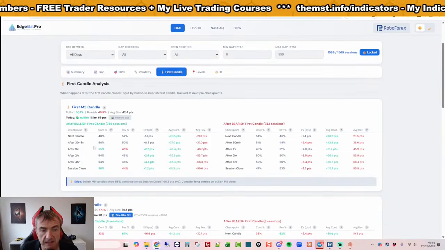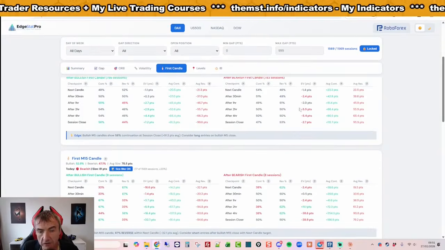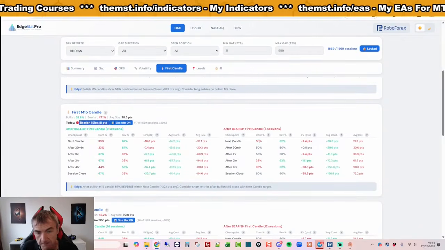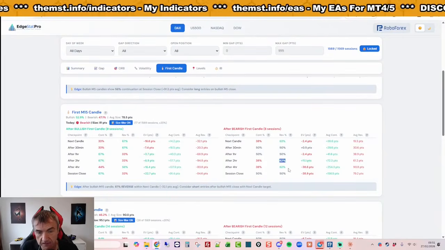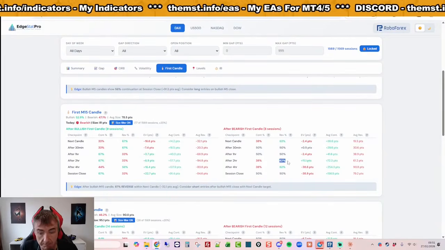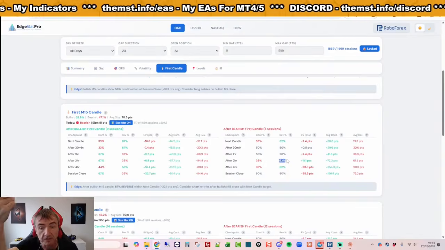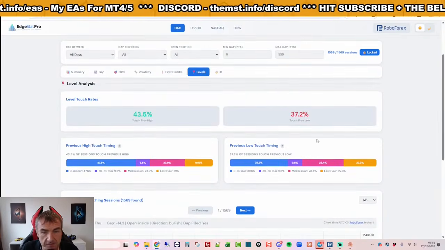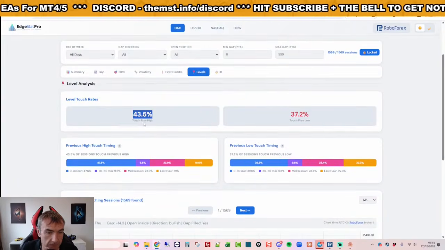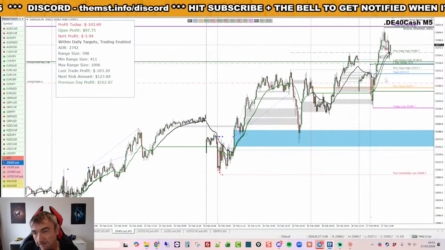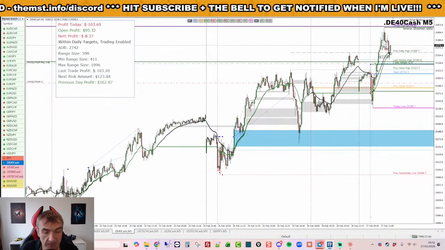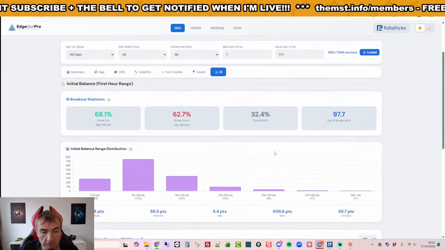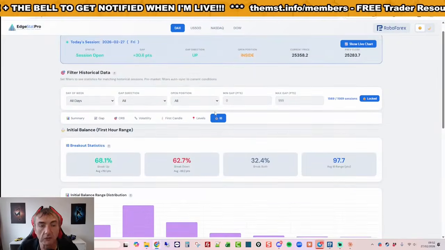First candle statistics. Have any of these played out? And have we got any reversions which are high probability? So that was bearish. After 2 hours, there is a 62% probability we will have reversed. We've already done that. So he can't trade that one. Levels. We've got 43% probability of touching the previous high. Already done that. Yeah. So there's no statistical edges left. We've done the inside bar breakout already. So there's no statistical edges left today.